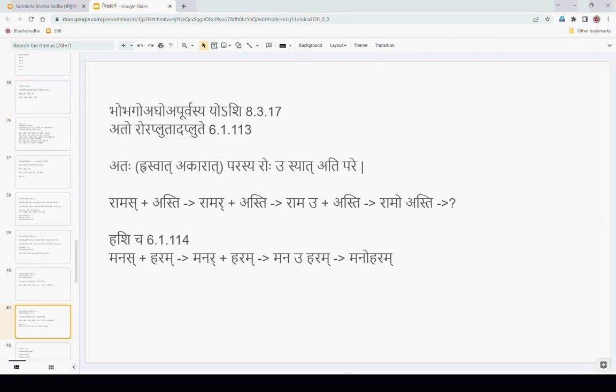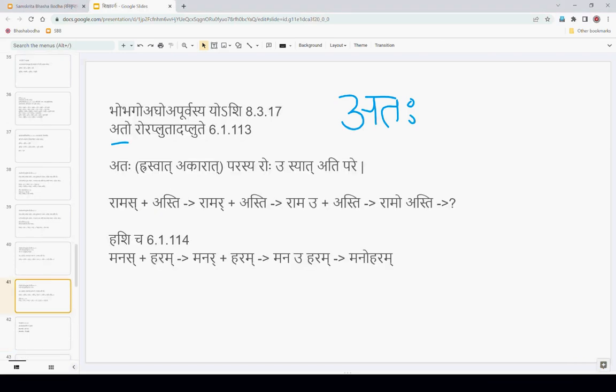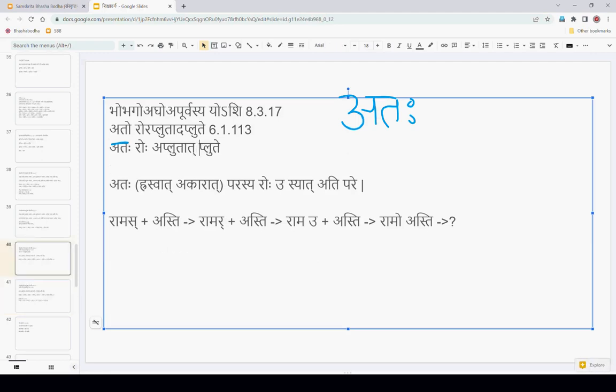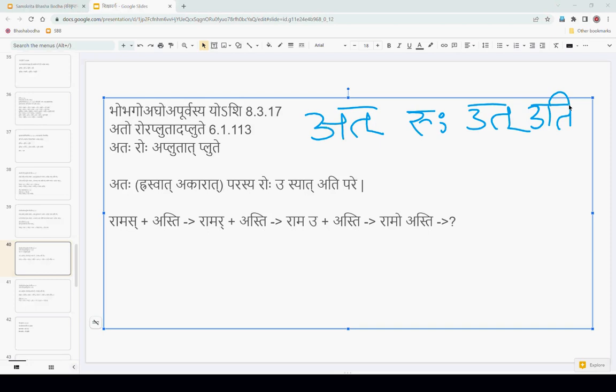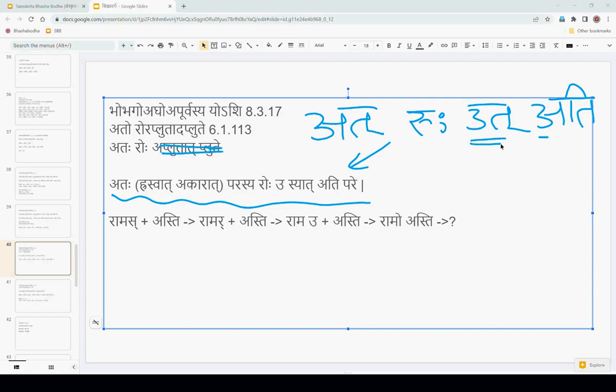Refasya adesha. So here also, what are we doing? Ataha ro. So here we had ataha aplutad apluti. What happened? I had written it here. So ataha at, ruhu, ut, ati. So this is the same thing explained here. We are ignoring this because that is again a more grammatical discussion. From some other sutras we are borrowing these two, ut and ati.